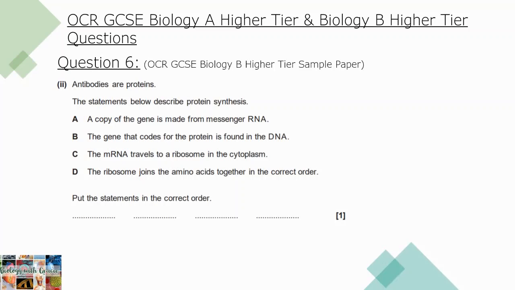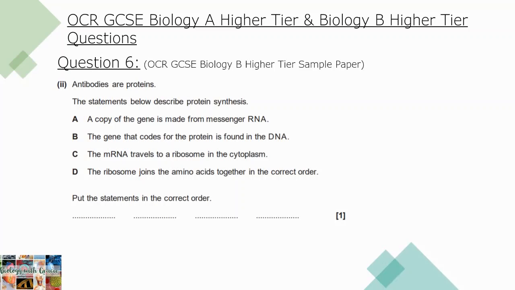So C says that mRNA travels to a ribosome in the cytoplasm. So we know that this is the first stage of translation, so this occurs after transcription. And then D, the ribosome joins the amino acids together in the correct order. So we know that's the final stage of protein synthesis and the final stage of translation. So we know A and B are going to be our first 2 statements, and then C and D are going to be our 2 final ones. So we just need to work out the correct order.